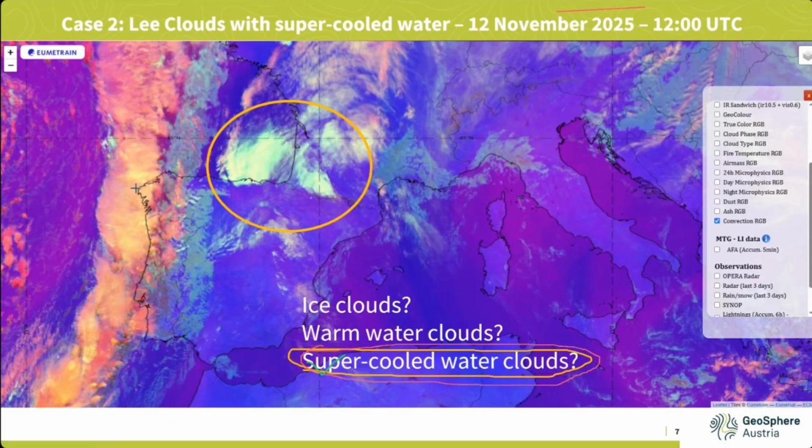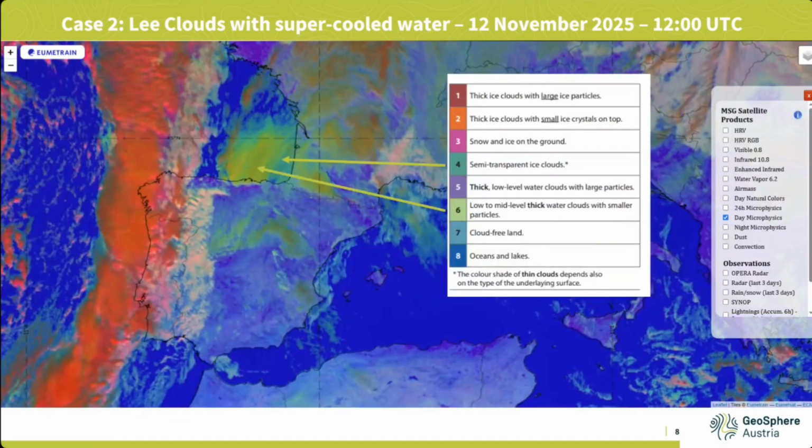So how can we check that with the MSG images? Well, we can go here to the day microphysics and check with the color table what kind of clouds we see here. And then we have, maybe it's greenish, yes, greenish yellowish. Maybe it's semi-transparent ice clouds, or it's low to mid-level thick water clouds. In my opinion, they have very similar greenish colors. So the day microphysics from MSG is maybe not the best for this type of clouds. It doesn't really help us.